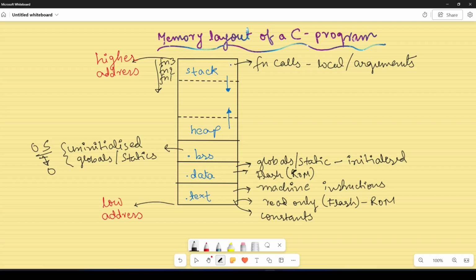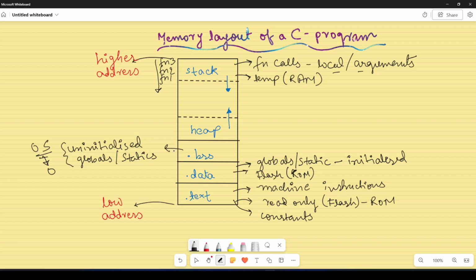It goes down, and all the function calls, local variables, arguments and everything sit here. This is a temporary memory, so it is handled by RAM because it is volatile. So whenever a function returns, all the locals and arguments that were there will be lost from the memory, since they are saved in the RAM.